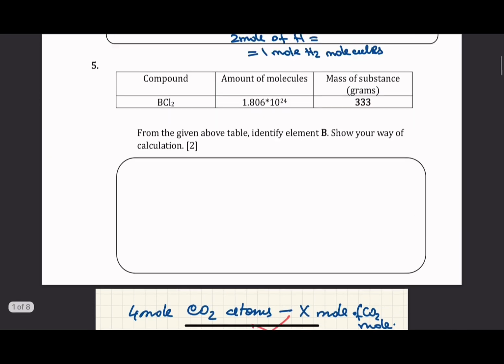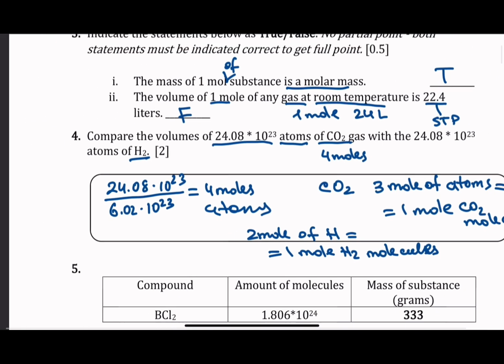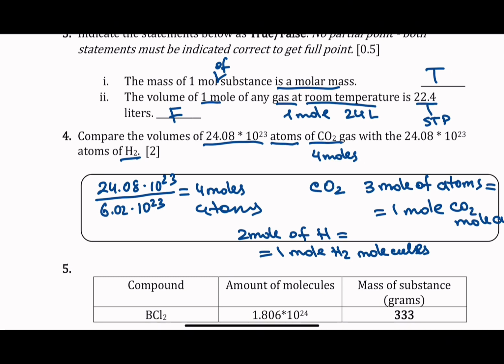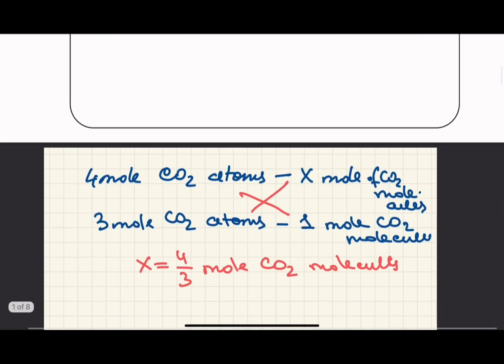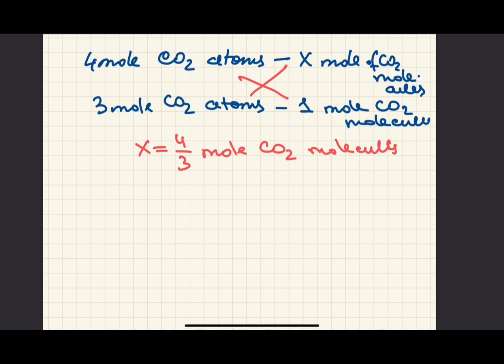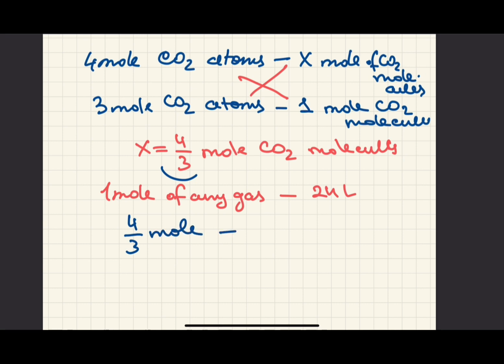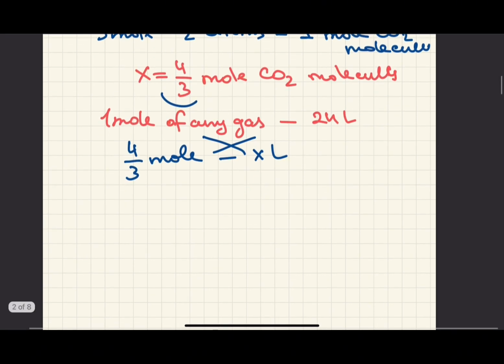Now here it is not stating whether it is at room temperature or standard temperature and pressure, so we can choose either one. Let's choose room temperature, meaning that 1 mole is 24 liters. So 1 mole of any gas is going to be 24 liters, right? So if I have 4 over 3 mole, which I found above, it will give me X liters. I do cross multiplication to get the answer, which gives me X equals 32 liters of CO2.